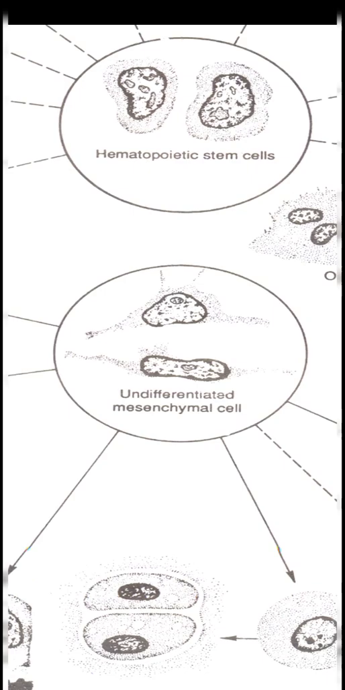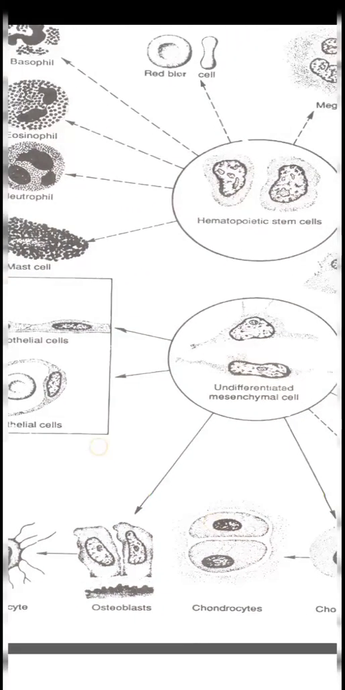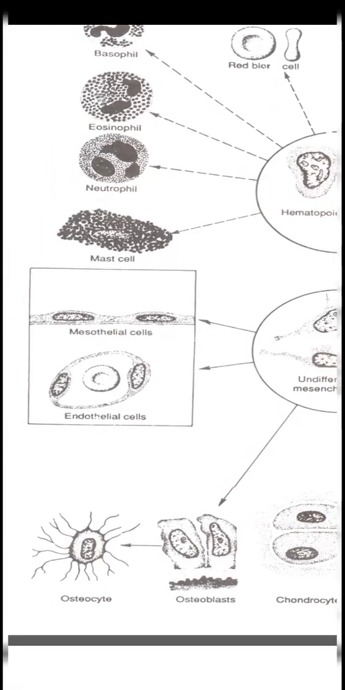Another type of pluripotent cell is the undifferentiated mesenchymal cell. Undifferentiated mesenchymal cell is of mesenchymal origin, forms cells other than the blood cells. They form mesothelial cells which make up mesothelium, or the covering of pleura, pericardium. Those are made from mesothelial cells. Endothelial cells make up endothelium, or the internal lining of different arteries, veins, vessels.